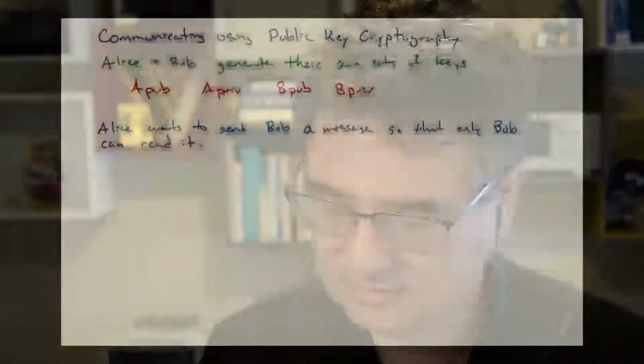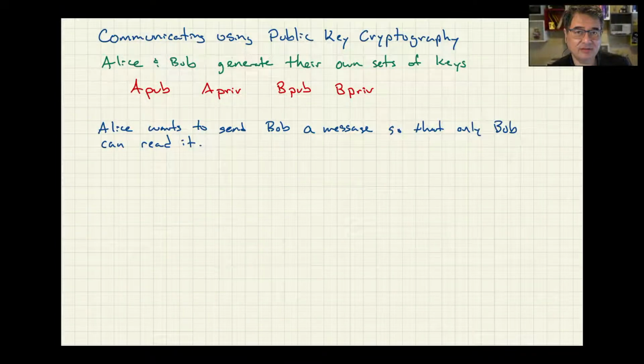begin. So if you remember from last time, if two parties, let's call them Alice and Bob, want to communicate, they both independently generate their own sets of keys. And we're going to call them APUB for Alice's public key, and APRIV for her private key, and BPUB and BPRIV for Bob's public and private keys. And they did all those calculations that we showed you last time in order to generate the numbers that represent those keys.